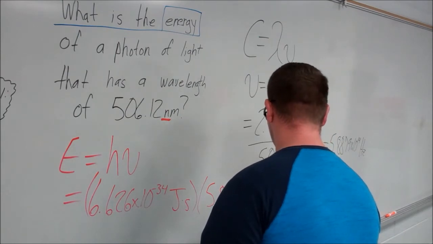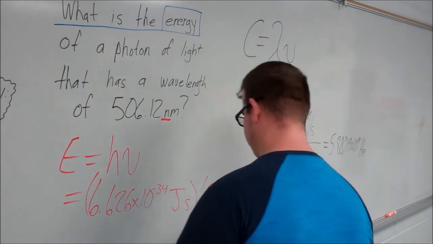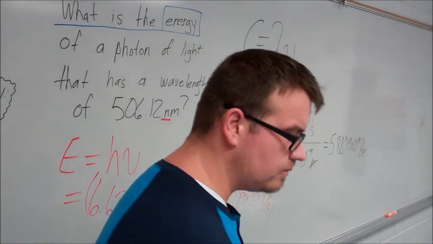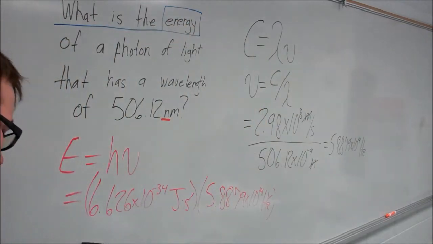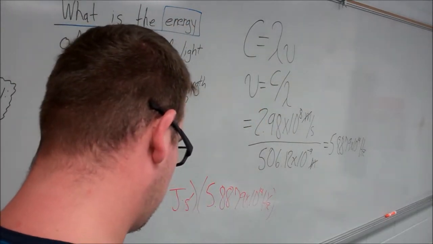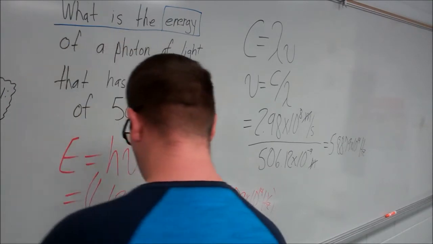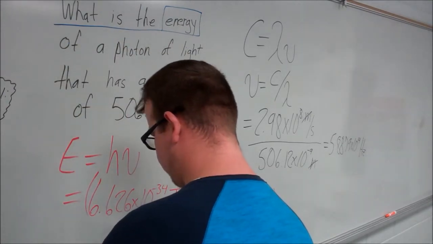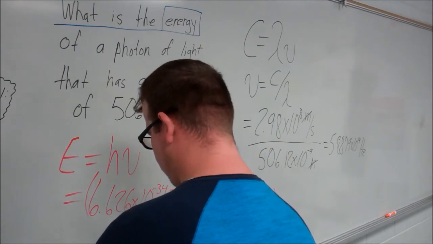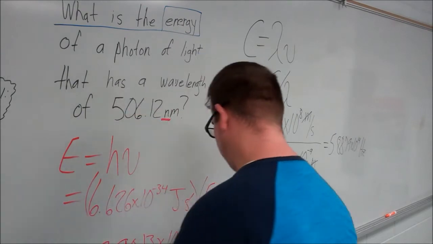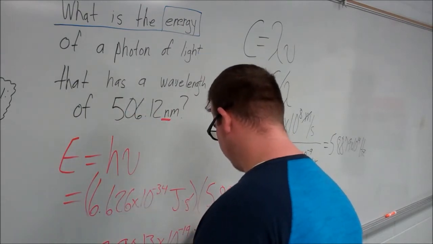5.8879 times 10 to the 14th hertz. Hertz and seconds cancel, leaves you with joules, which is what you want. Go back to your calculator and multiply it out, and you find 3.9013 times 10 to the negative 19 joules.